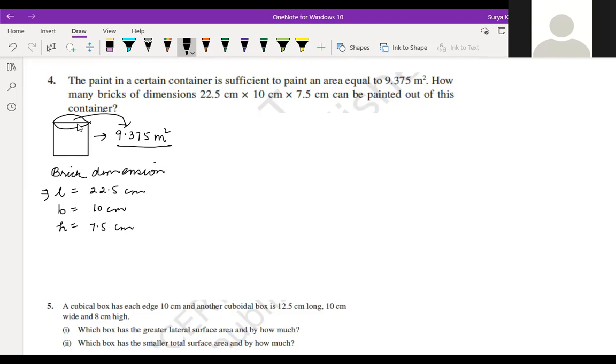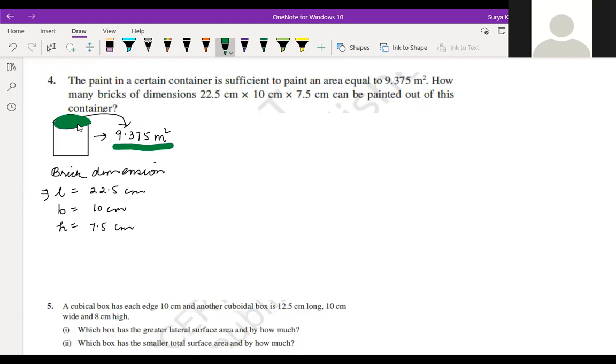The paint of a certain container. This container is full of paint. With the help of this container, you can paint this much area. So how many bricks of this dimension can be painted out of this container?